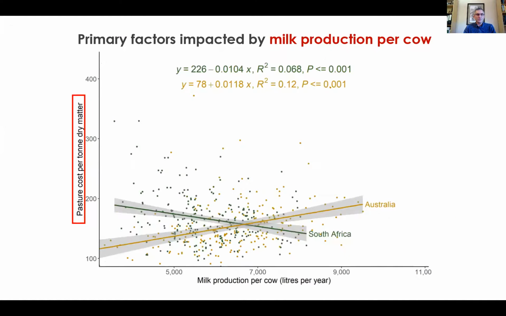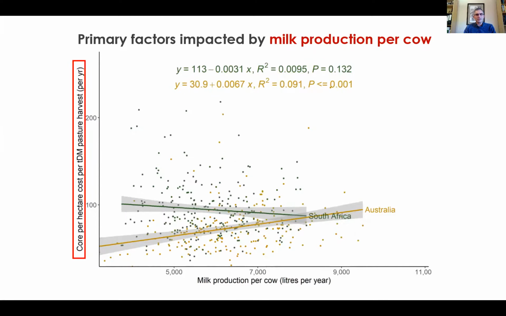This graph outlines the impact of milk production per cow on pasture cost per tonne dry matter. The trend is strong in the Australian data, with increasing milk production per cow contributing to an increase in pasture cost. Again, there is not a similar trend in the South African data.